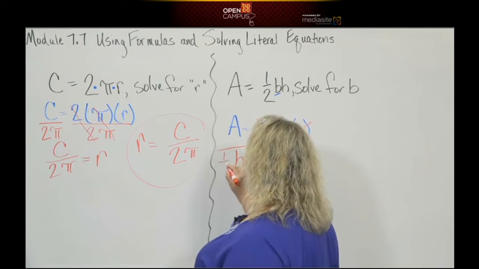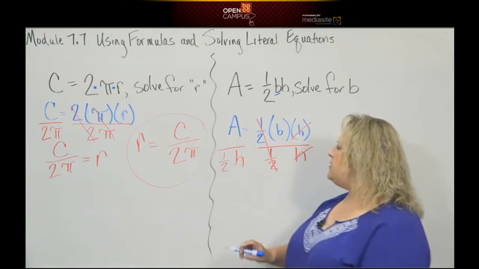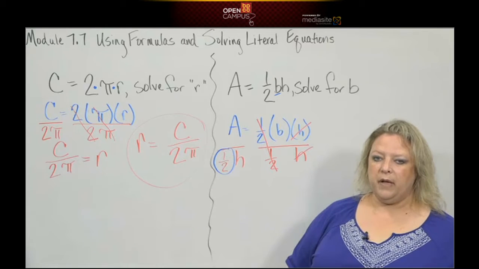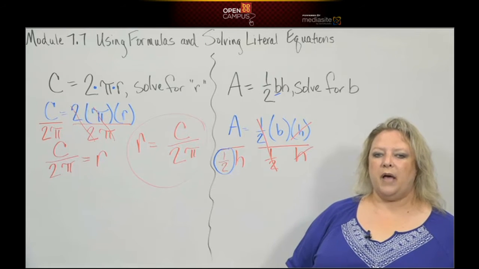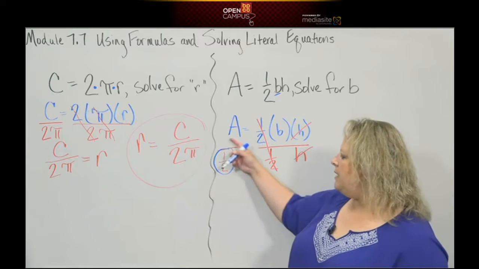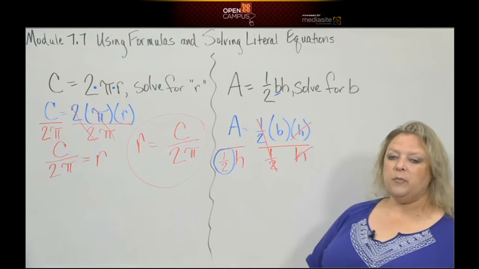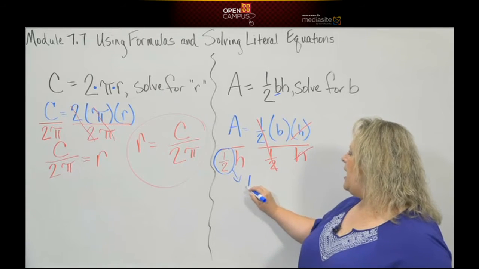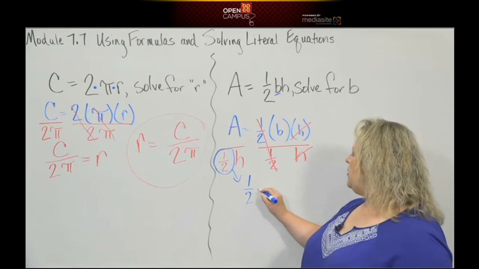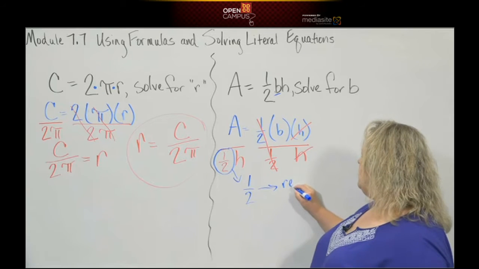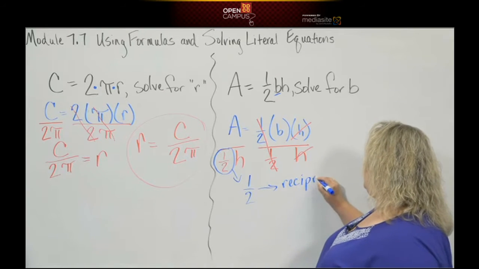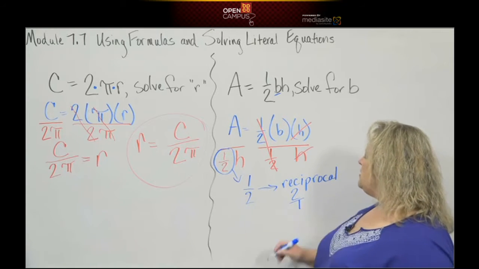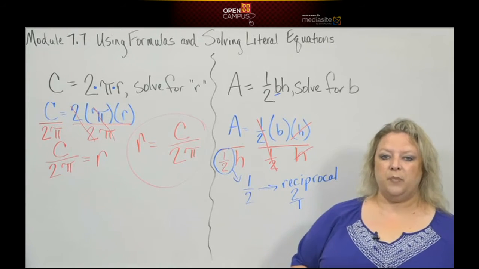So when I write my 1/2 over here, I want you to understand when you divide by 1/2, what are you really doing? You're multiplying by the reciprocal. So we cannot leave it written this way. I have to multiply by the reciprocal. What is the reciprocal of 1/2? The reciprocal of 1/2 is 2 over 1. So all I did was take the fraction and flip it over.